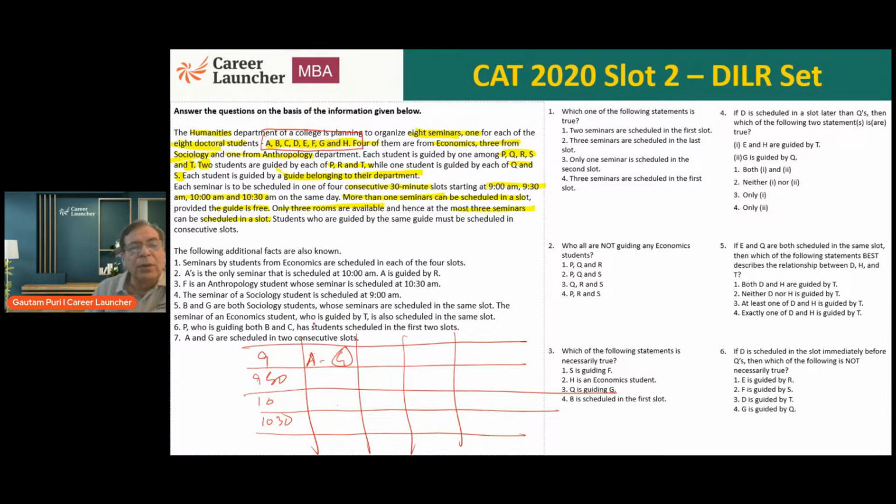So we need to find out for each of the 8 students what time or what slot are they going to do the seminar, who's the guide, and obviously which department. So this is what we will need to do.